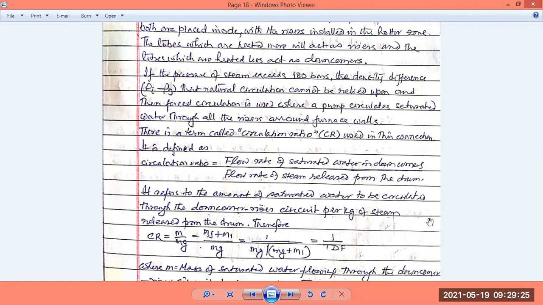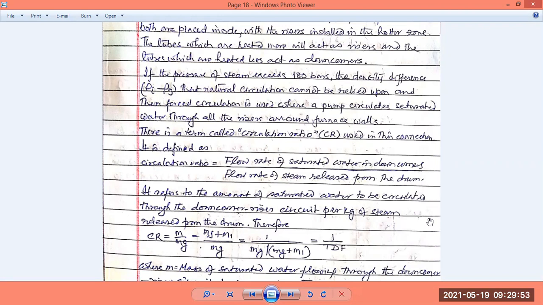The flow, that is the rate of movement, say in meters per second or centimeters per second, of saturated water in the downcomer itself. But saturated means it is near the boiling point and it is carrying the maximum vapor which it can carry under the same pressure itself. The higher the pressure, the more vapor will be carried.